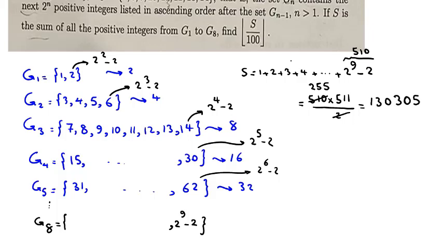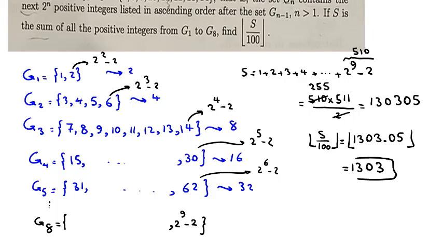And the problem says find the integer part of S over 100. So it will be the integer part of this number, and it will be what? 1303.